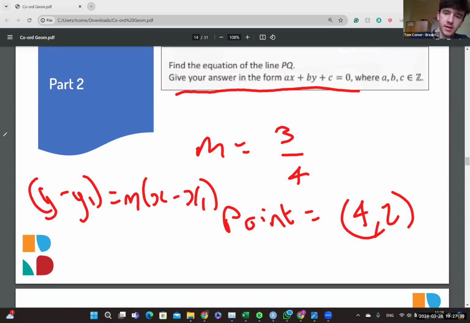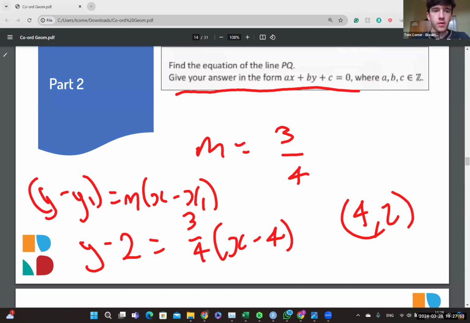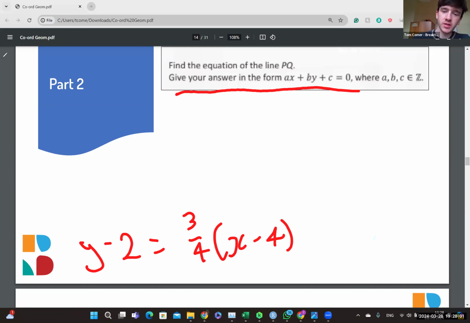I put 4 as x1 and 2 as y1. Brilliant. So that is subbed into the formula. So I got y minus 2 is equal to 3/4 times x minus 4. You're absolutely right, Orla. So we've written out a formula, we've subbed in our values, and what's our next step after this now? We're expanding, is it?